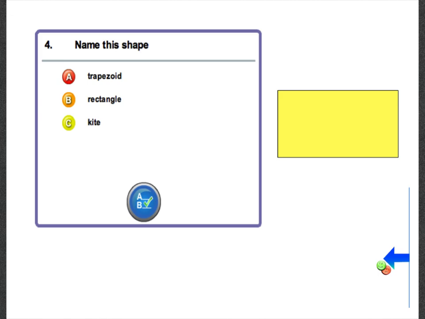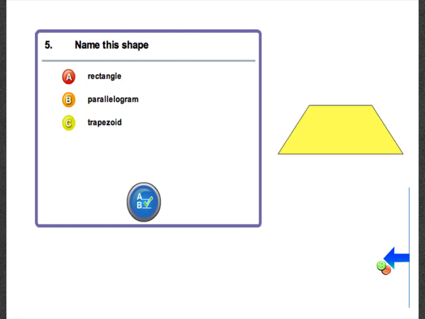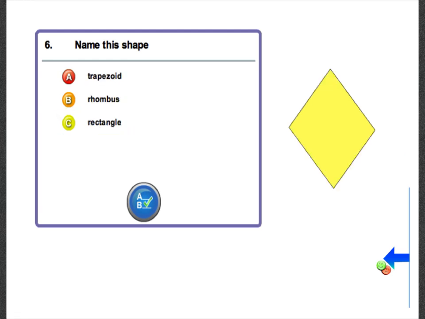All right, name this shape. Is it a trapezoid, a rectangle, or a kite? It's a rectangle. Name this shape. Is it a rectangle, a parallelogram, or a trapezoid? It's a trapezoid. All right, name this shape. Is it a trapezoid, a rhombus, or a rectangle? Rhombus.